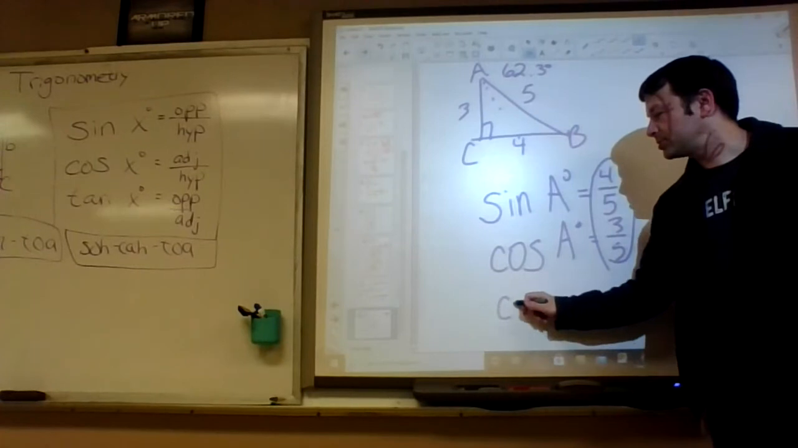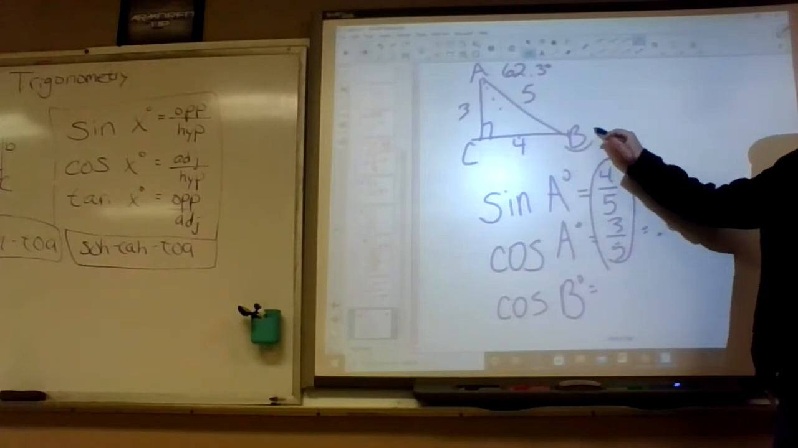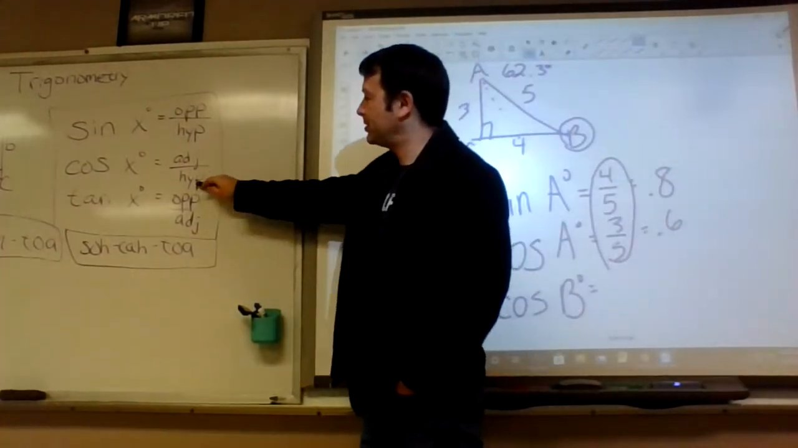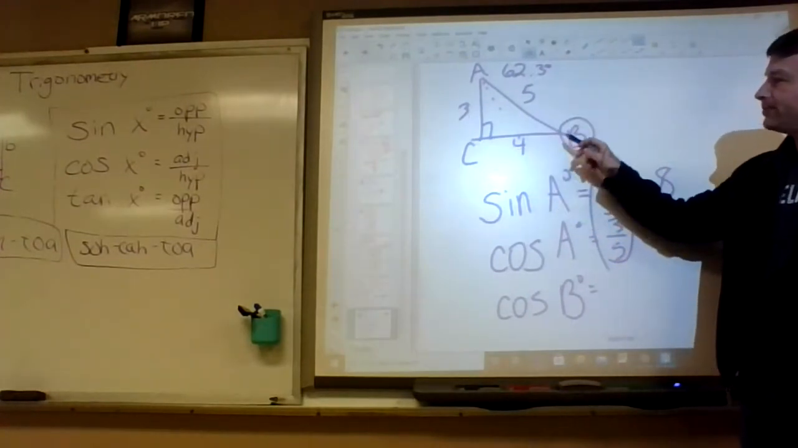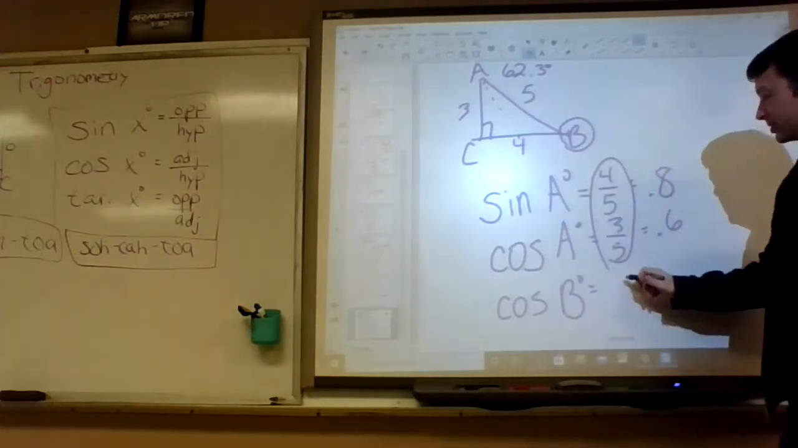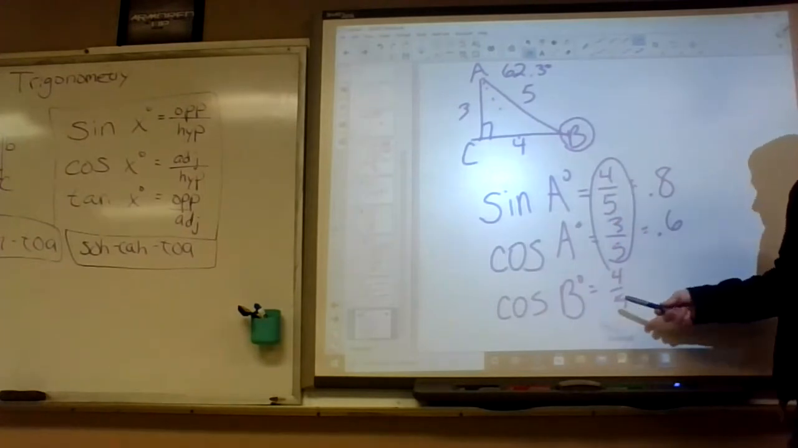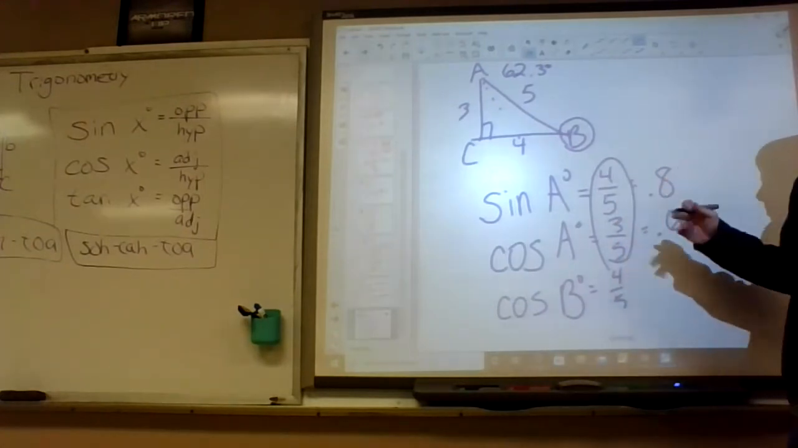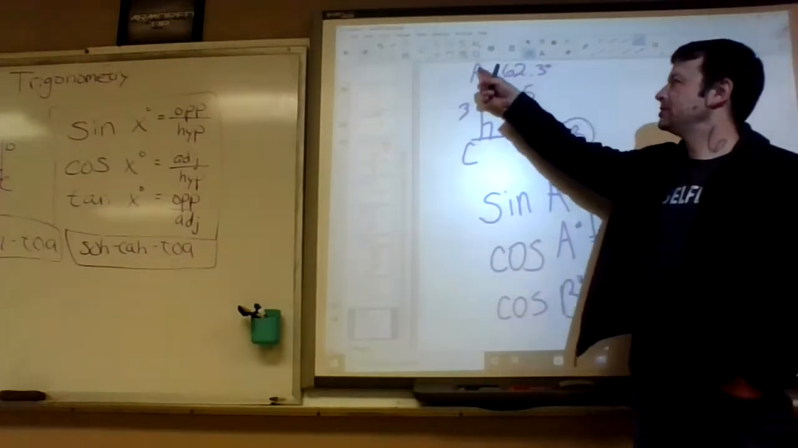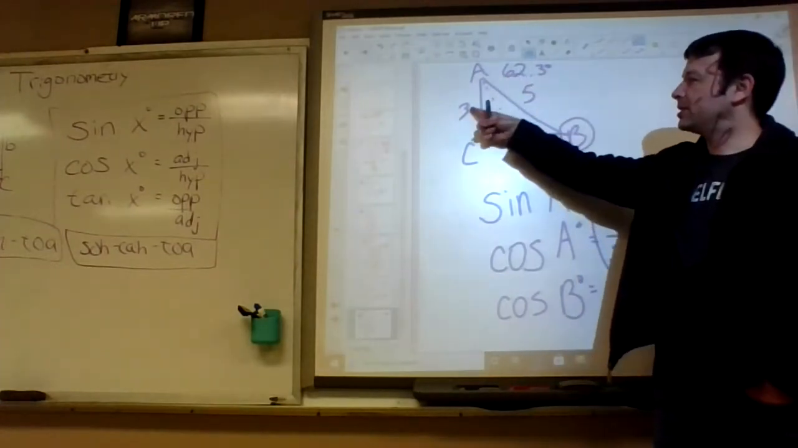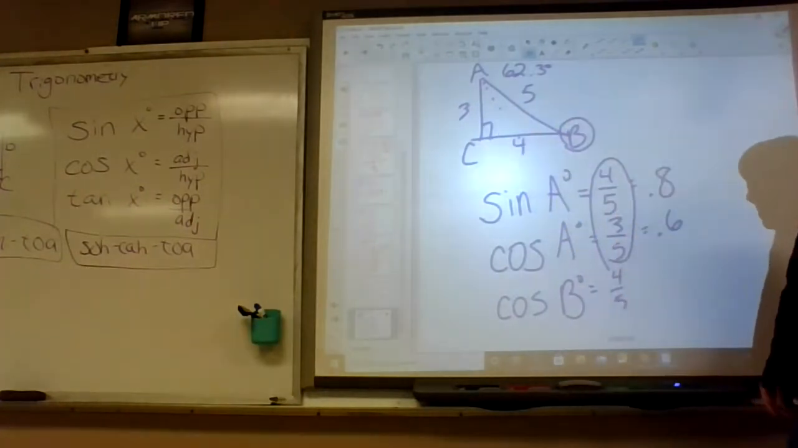Let's do cosine of angle B. Relative to angle B, looking for adjacent over hypotenuse. What's adjacent to angle B? 4. What's the hypotenuse? 5. So this one will be 4 over 5 also. Notice that sine of A and cosine of B are the same thing, and that's going to happen every time. They're always the same, just like cosine of A and sine of B. Because when you switch A and B, the adjacent and opposite switch.